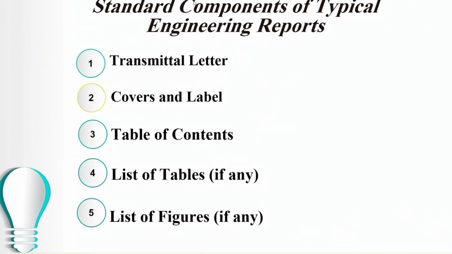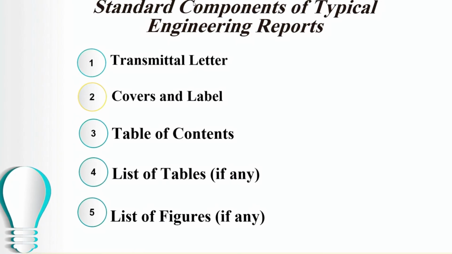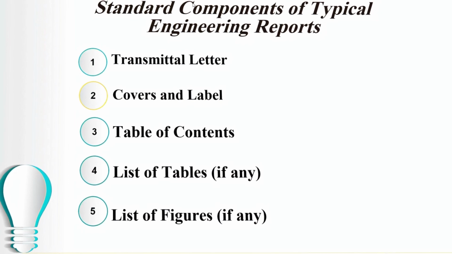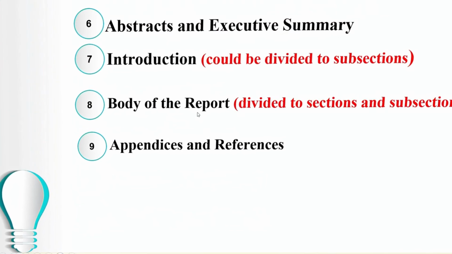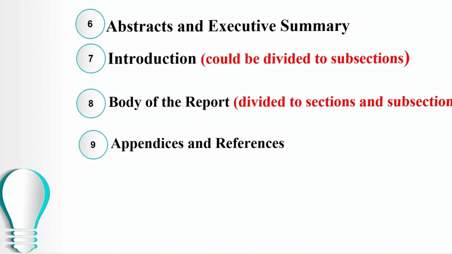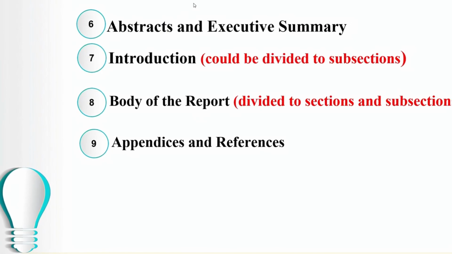So now let's look at the standard components of a typical engineering report. Most professional reports follow a structured format. This structure helps readers navigate the document easily. So it starts with the transmittal letter, cover and label, table of contents, list of tables if there are any, and list of figures if there are any too. Also, abstract or executive summary, introduction, the main body of the report, and appendix and references. Each of these parts plays a specific role in helping readers understand the work. Think of the report like a map. It guides the reader through the entire engineering project.